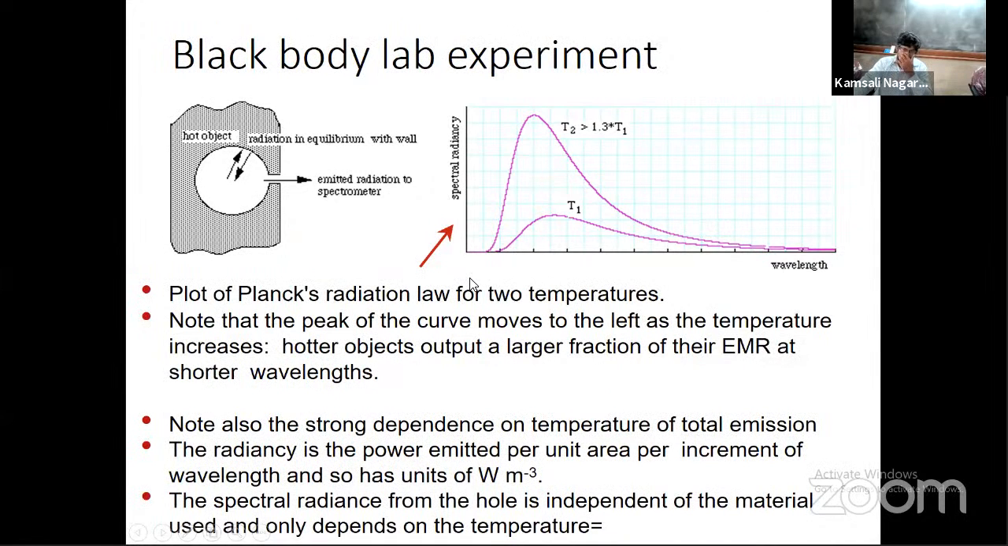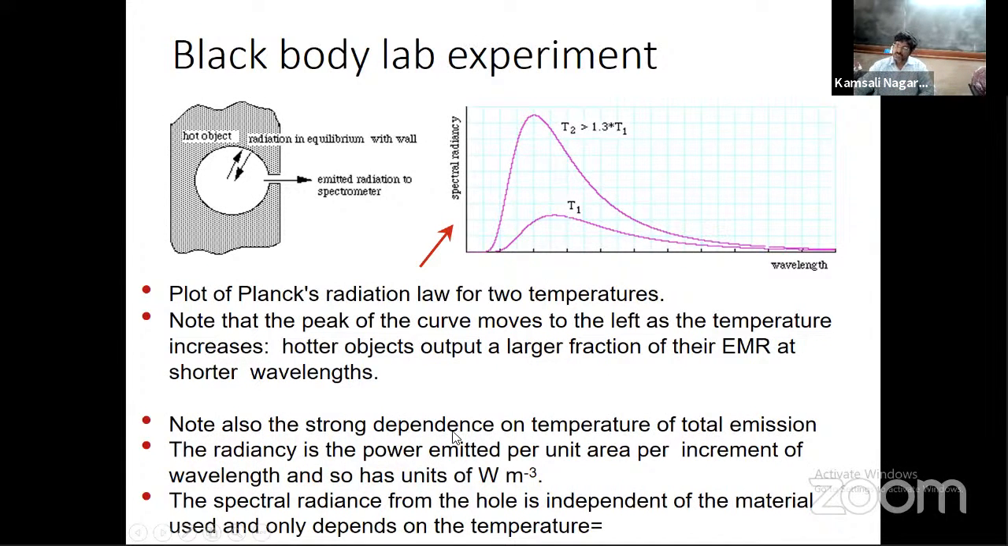Note that here is the plot of Planck's radiation law for the two temperatures T1 and T2, where T2 is greater than T1, and the peak shifts towards the lower wavelength side. Means to say, hotter objects output a large fraction of their electromagnetic radiation at shorter wavelengths. Means most of the hotter objects have the peak in emissivity at the shorter wavelengths.